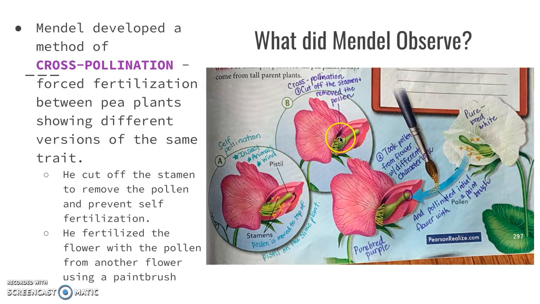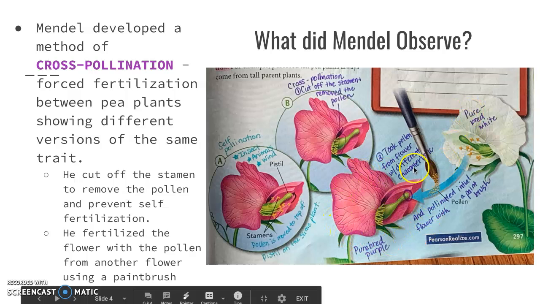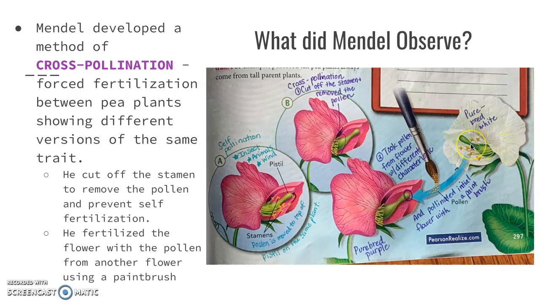Well, Mendel came over and said, I want to cross-pollinate, I want to control the pollination, so he cut off the stamen on this plant, and then he took the pollen from a different type of plant. So here we have a purebred purple plant, and here we have a purebred white plant, and he takes the pollen from the purebred white plant and pollinates the purple plant, and he wanted to see what happened.